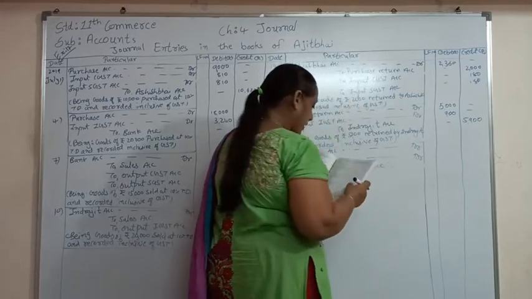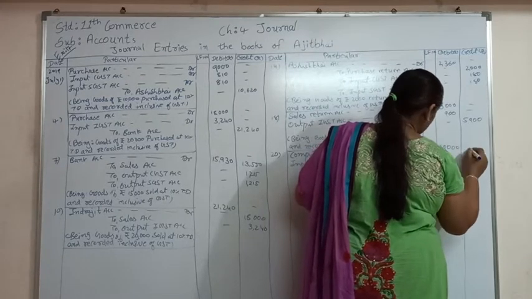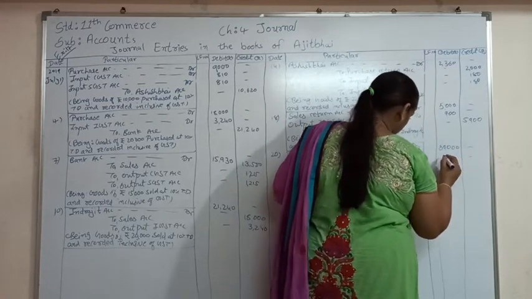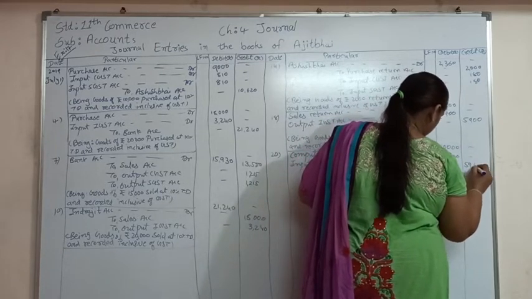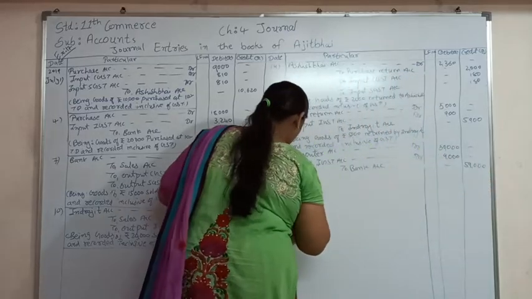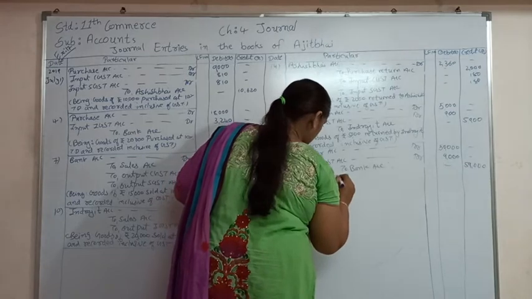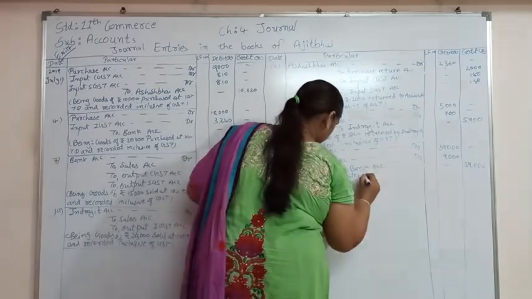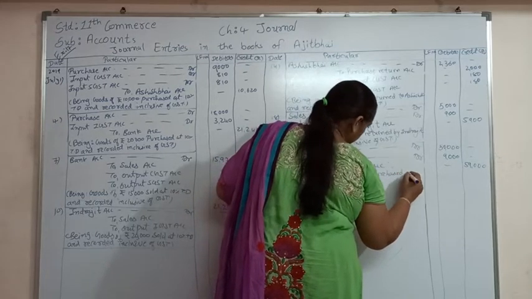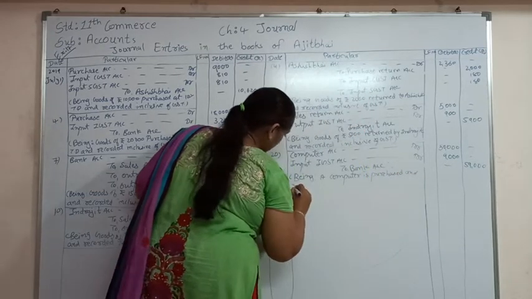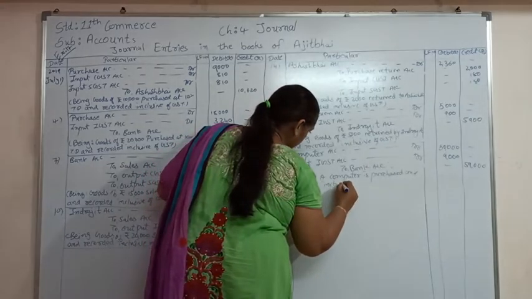So here we have purchased the computer of 50,000, and 18% of 50,000 will be 9,000. So the total amount will be 59,000. Being a computer purchased and recorded inclusive of GST.